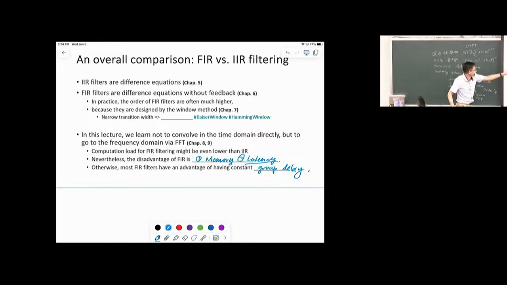Now transition width with a longer filter. Okay.